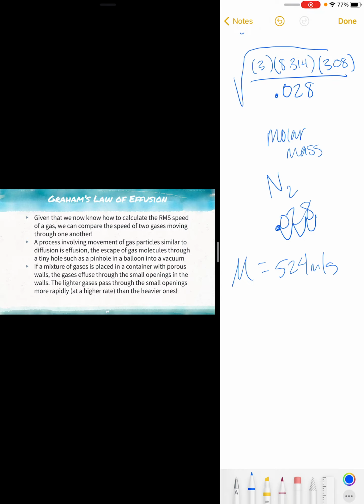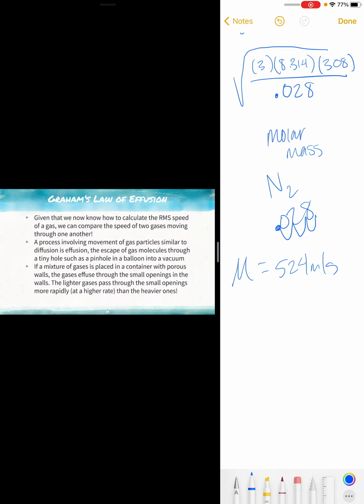Next, we have Graham's law of effusion. Given that we now know how to calculate the speed of a gas, we can compare the speed of two gases moving through one another. A process involving movement of gas particles similar to diffusion is effusion, the escape of gas molecules through a tiny hole, such as a pinhole in a balloon, into a vacuum.